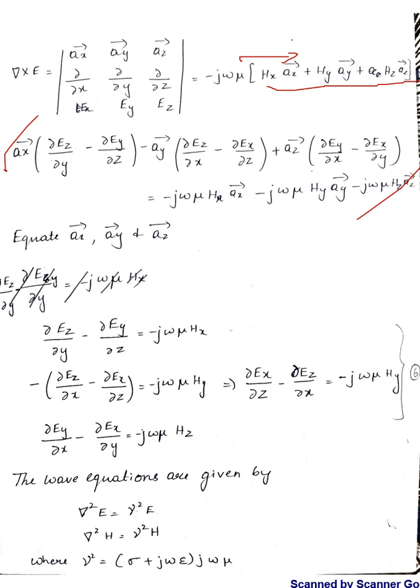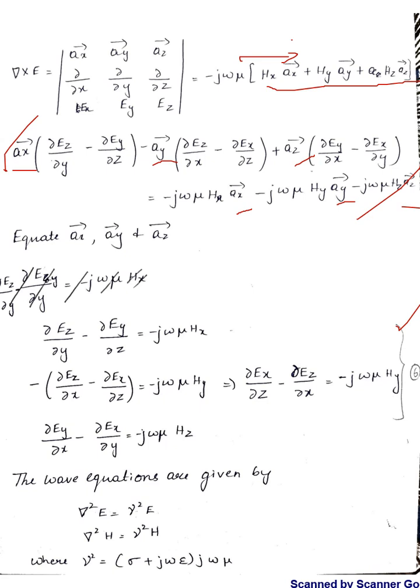After that, similar to what we did for del cross H, we equate the ax vector, the ay vector, and the az vector, and I get the sixth equation. So this is how it is done. I hope you understood.